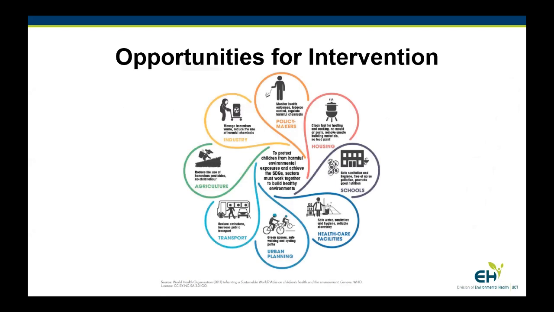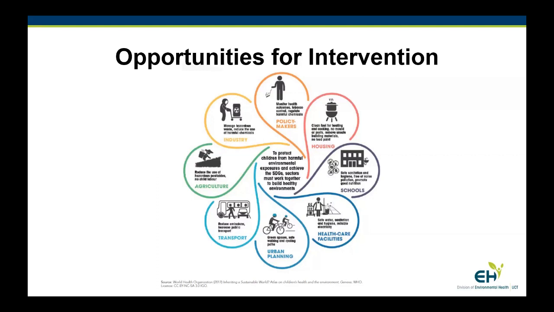I hope you can see the detail of this diagram, which shows the different opportunities for intervention and highlights the different aspects of society and life that are impacted by climate change, but are also impacting on children, and where the opportunities lie. What's important to remember is that we don't want to get lost in the multi-sectoral aspect of climate change so that nobody takes responsibility, but also to look at the multitude of sectors and areas that are impacted and can play a role, for example policymakers or housing.